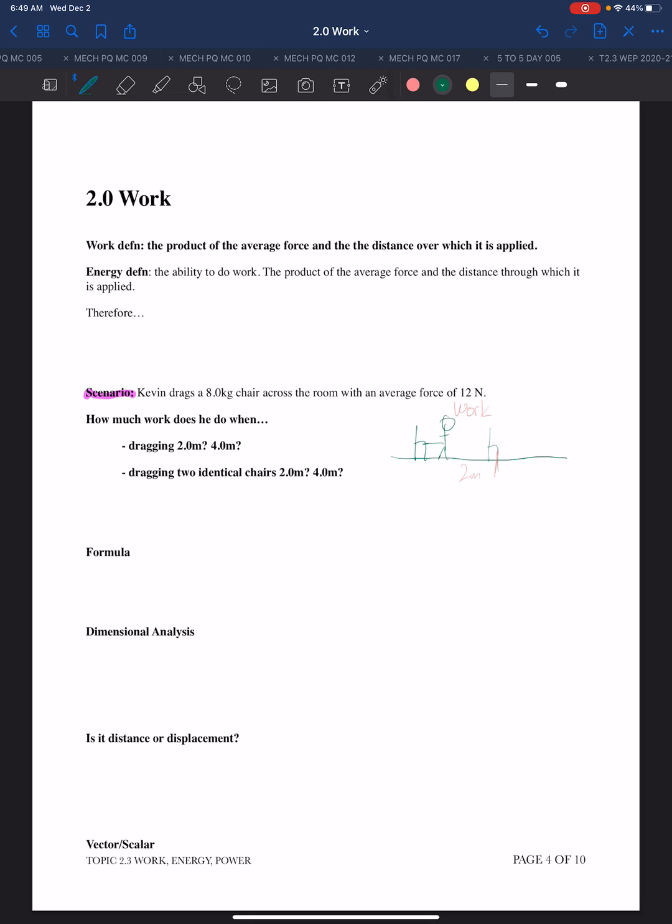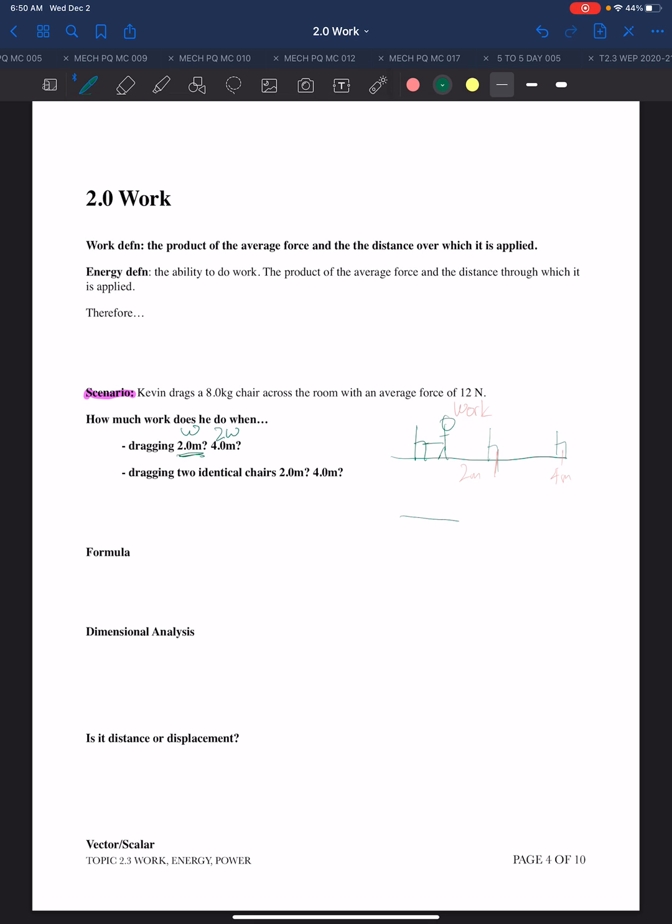So when we then say he pulled that chair, dragged that chair 4 meters, if we were to compare the amount of work he did, it's very easy for us to see and say that he did twice as much work. So however much work he did with 2 meters, let's say that's W, if he dragged it 4 meters, it would be 2W, or twice the work. That seems pretty easy to understand as a concept.